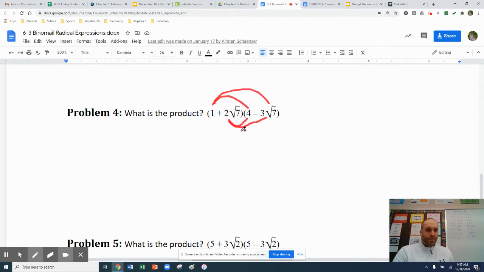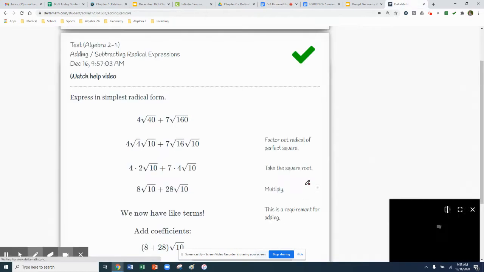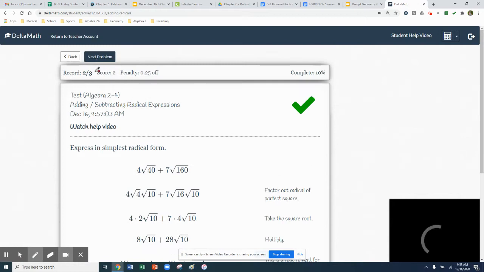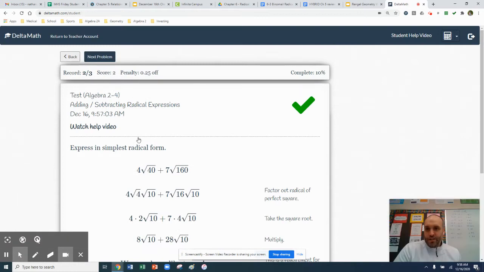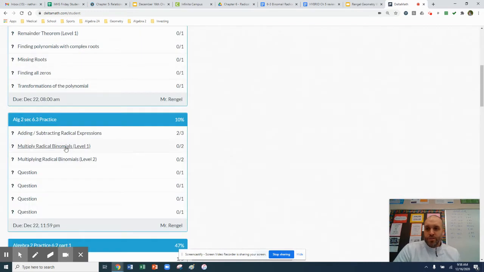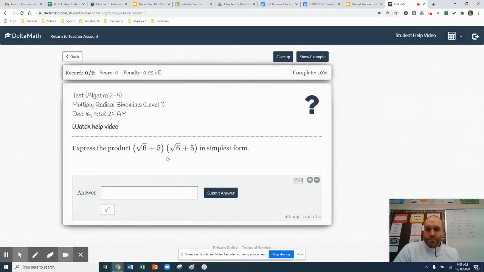So that's all we're doing with binomial radicals as well. Really, your radical is kind of acting like a variable. It's kind of its own unique number. It's an irrational number. So we kind of treat it like a variable, but we're going to use FOIL. So we're going to multiply those out. So if you head to your Delta Math, your next section is going to be using FOIL. So multiplying radical binomials. So we've got a root of 6 plus 5 times a root of 6 plus 5.